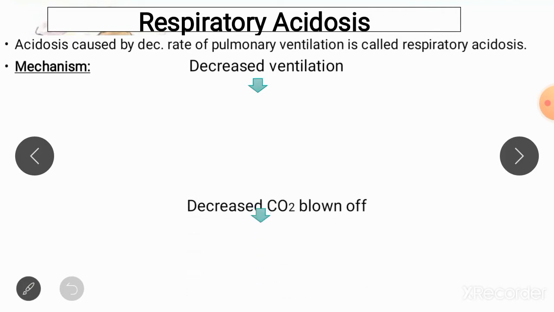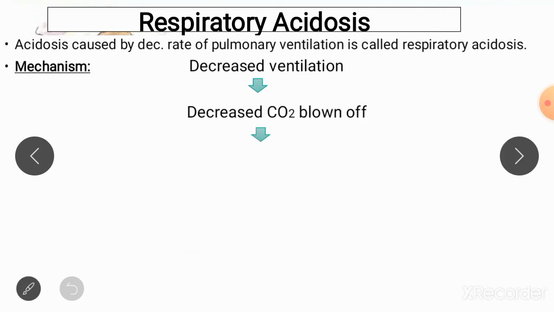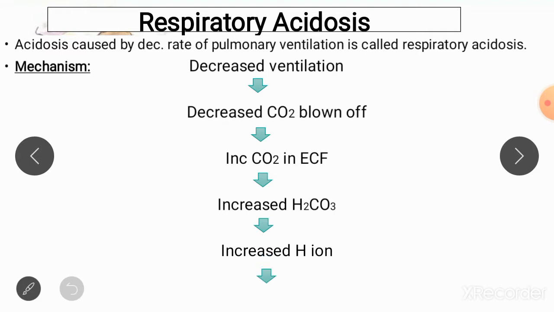Whenever there is decreased ventilation, decreased carbon dioxide is going to be blown off and it is going to be retained in your blood, and increased carbon dioxide in the extracellular fluid is going to combine with water in the presence of carbonic anhydrase and form carbonic acid, and of course this is going to lead to increased concentration of hydrogen ions and a decrease in pH. This is known as respiratory acidosis.